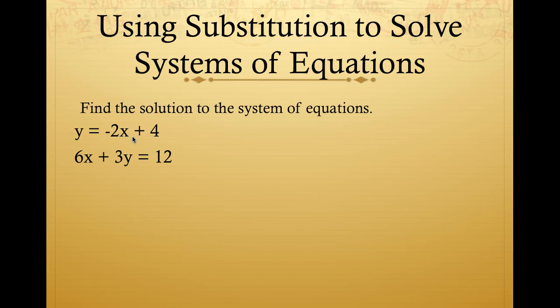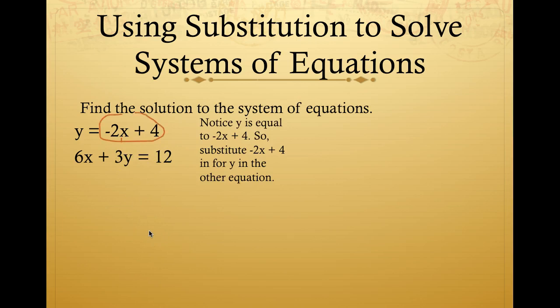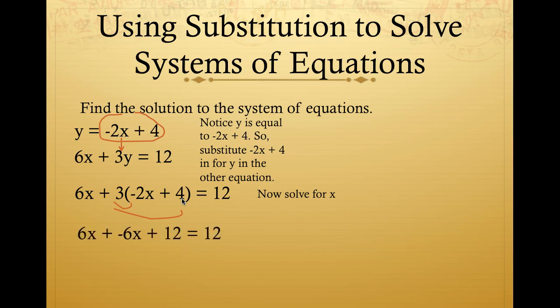Okay, the first thing we want to do is take the value for y, which is negative 2x plus 4, and plug it in for this y. Our new equation would be this. Next thing, we want to distribute our 3 to negative 2x and to 4. When we do that, we end up with this. Combining like terms, we end up with a situation where we eliminate our x's.